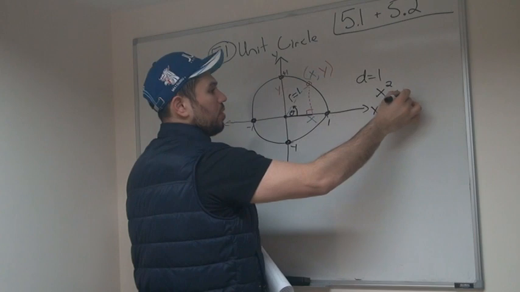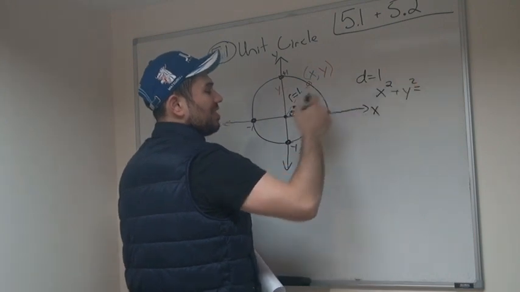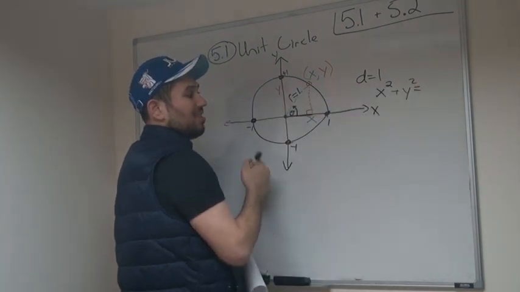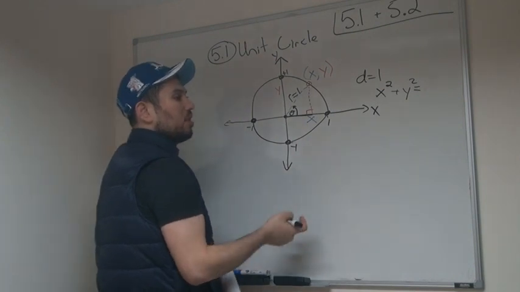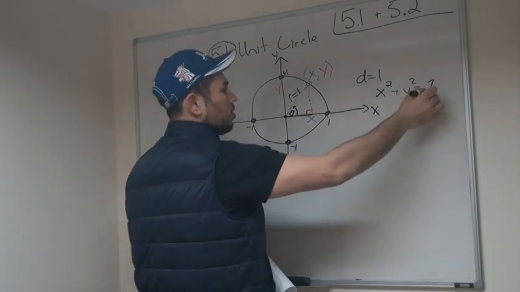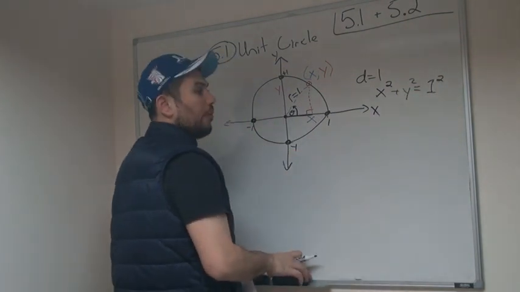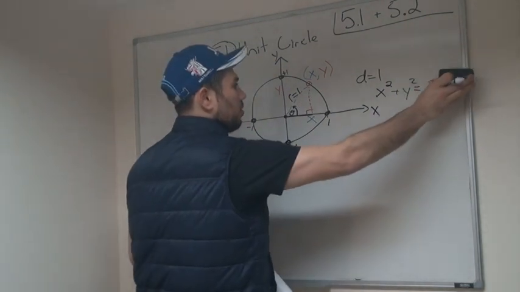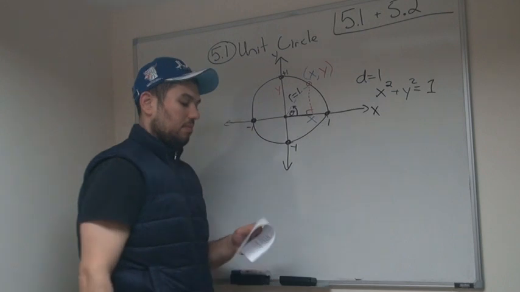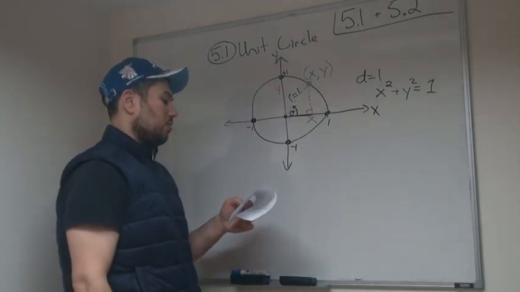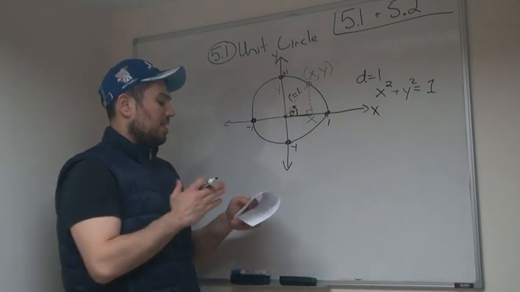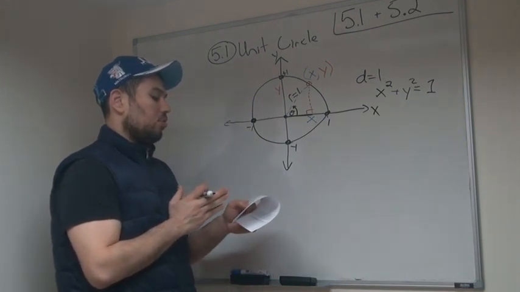So x squared plus y squared should give me the distance squared. That distance is the radius of a circle that we know has a radius of 1. So it's equal to 1 squared. But we know that 1 squared is equal to 1. So the equation of the unit circle, x squared plus y squared, is 1, right? Then I say the circumference of the unit circle is 2 pi.